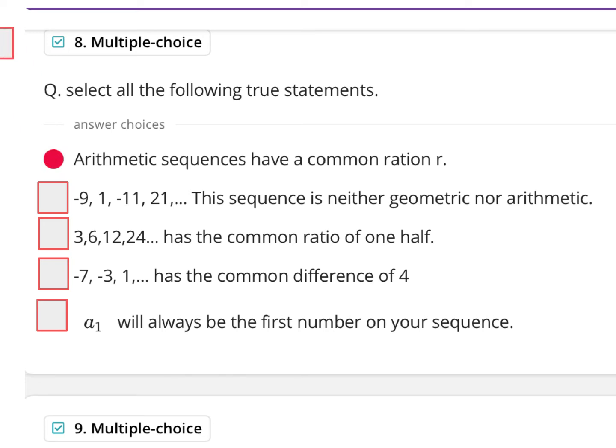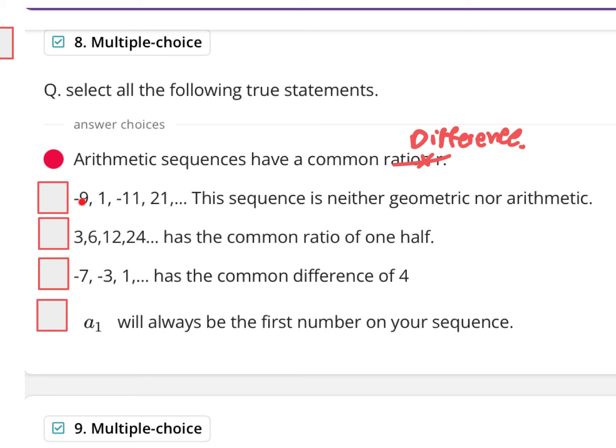So yeah, that's red because it's wrong. Again, they don't have a common ratio. Actually, I misspelled that. It should just be ratio. But it has a common difference. So common difference, that would make it true, okay? But because it says ratio, it's false.